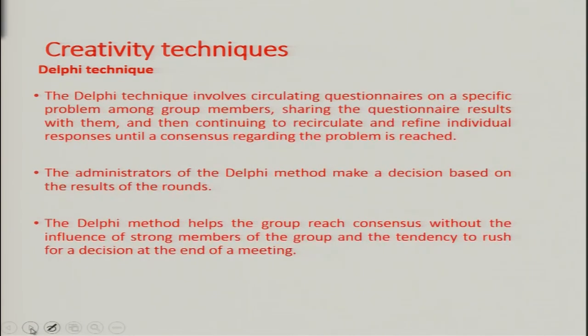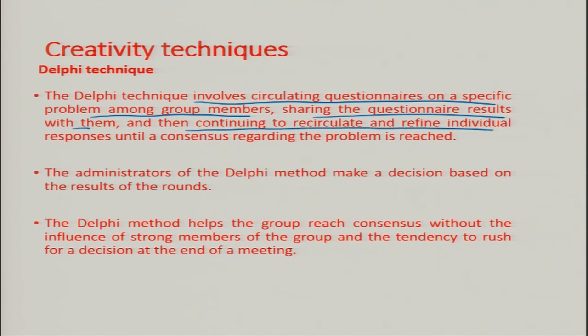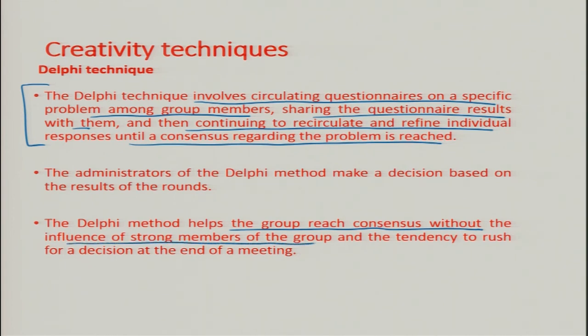This is the Delphi technique. The Delphi technique involves circulating questionnaires on a specific problem among group members, sharing the questionnaire results with them and then continuing to recirculate and refine the individual responses until a consensus regarding the problem is reached. This is what I have defined. The administrators of the Delphi method make a decision based on the results of the rounds. The Delphi method helps the group reach consensus without the influence of strong members of the group and the tendency to rush a decision at the end of a meeting. So, this is the Delphi technique.